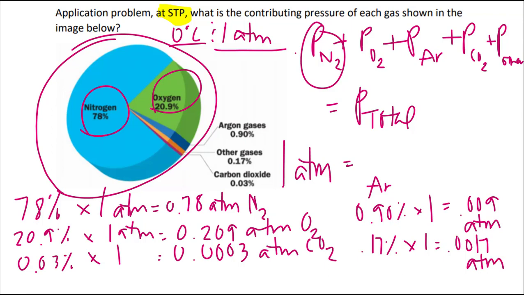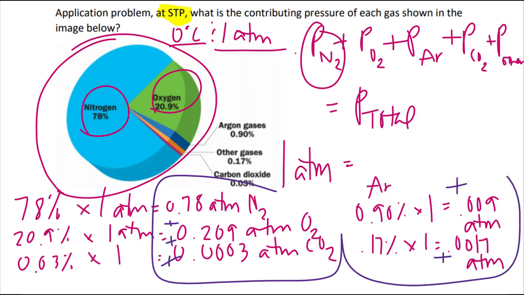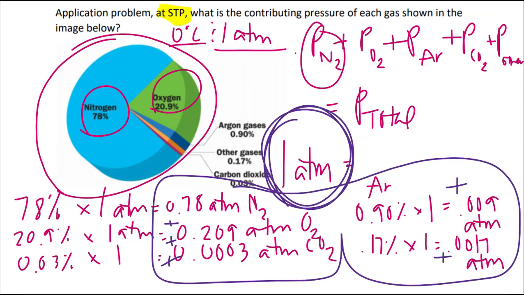And then, lastly, if I add every one of these partial pressures up, so 0.78 plus 0.209 plus 0.0003 plus 0.009 plus the rest, all of these added together, I would get 1 atm.